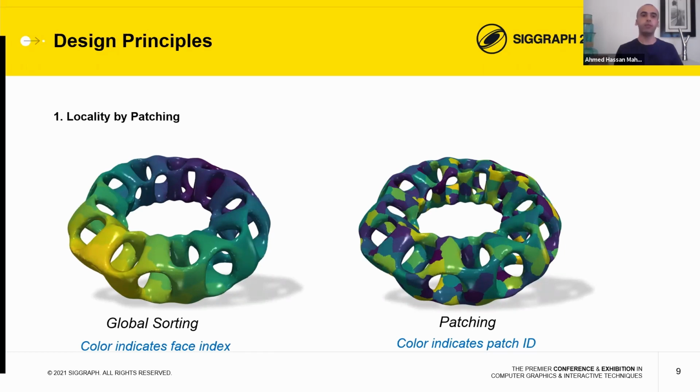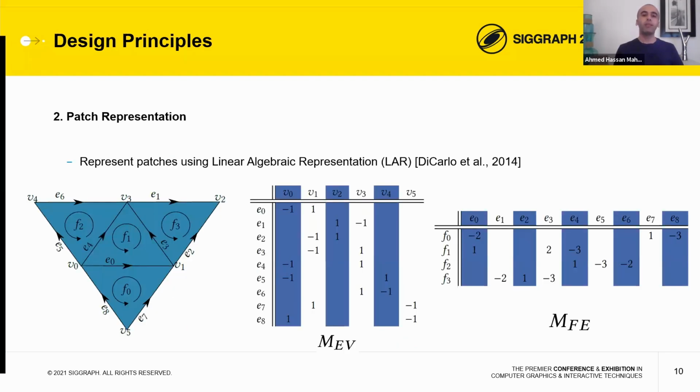With batching, we divide the mesh into small patches that can fit into the shared memory and perform all the query operations within this shared memory. This guarantees that we always exploit the memory with the highest bandwidth. We represent every batch using the linear algebraic representation, which can be used to represent any simple shell complex. However, we optimized it for triangle meshes.